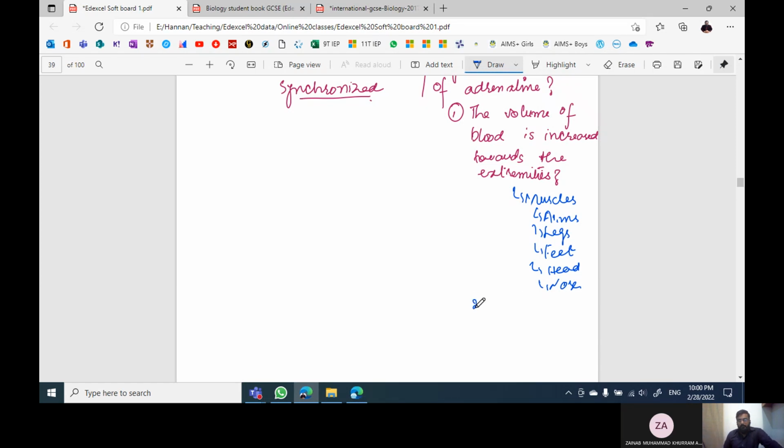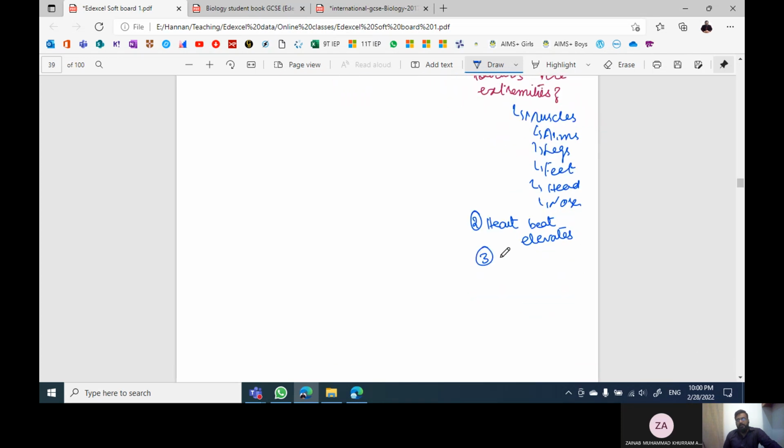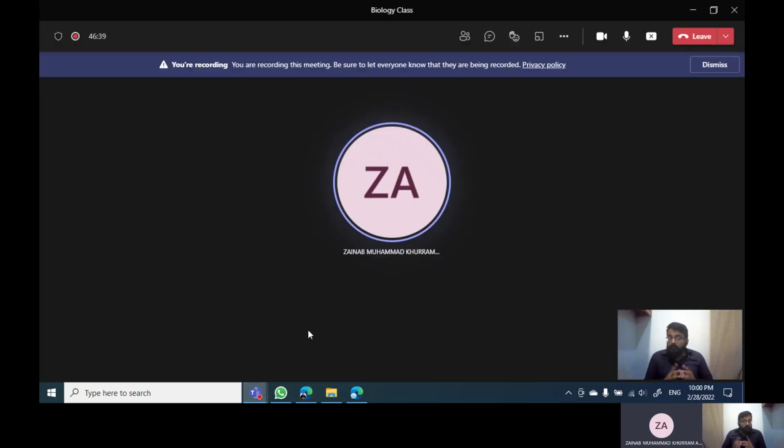And also, second one, heartbeat elevates. Obviously, your breathing goes deep. What is deep breathing? When you breathe once, but you take more volume of air in you. Then there is another very important thing. The pupils dilate. What is the benefit of this? When the pupils dilate, more light enters the eye, so the person is more aware of their surroundings.